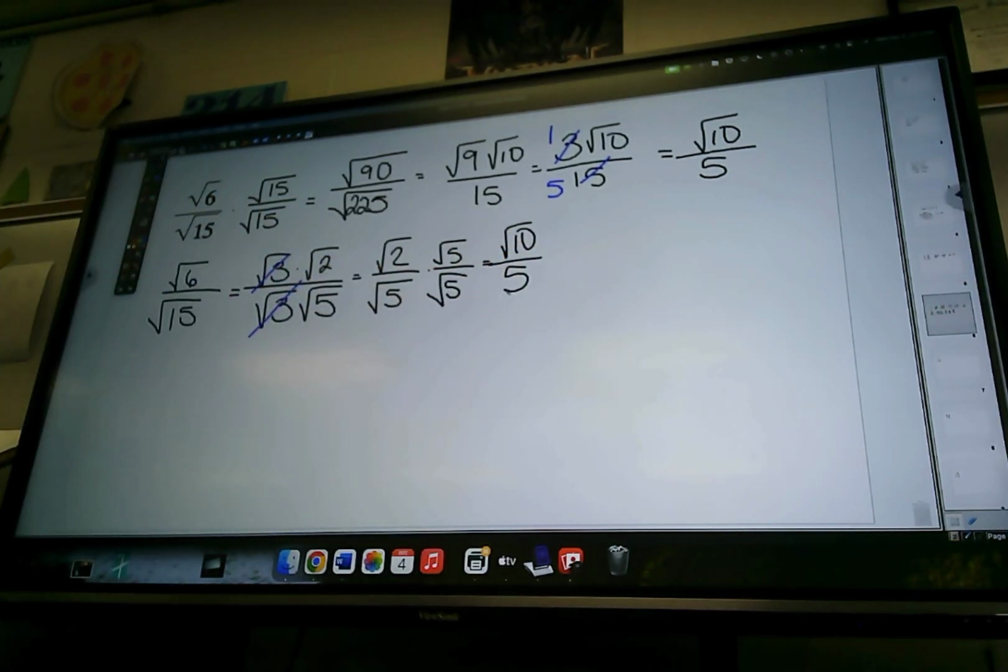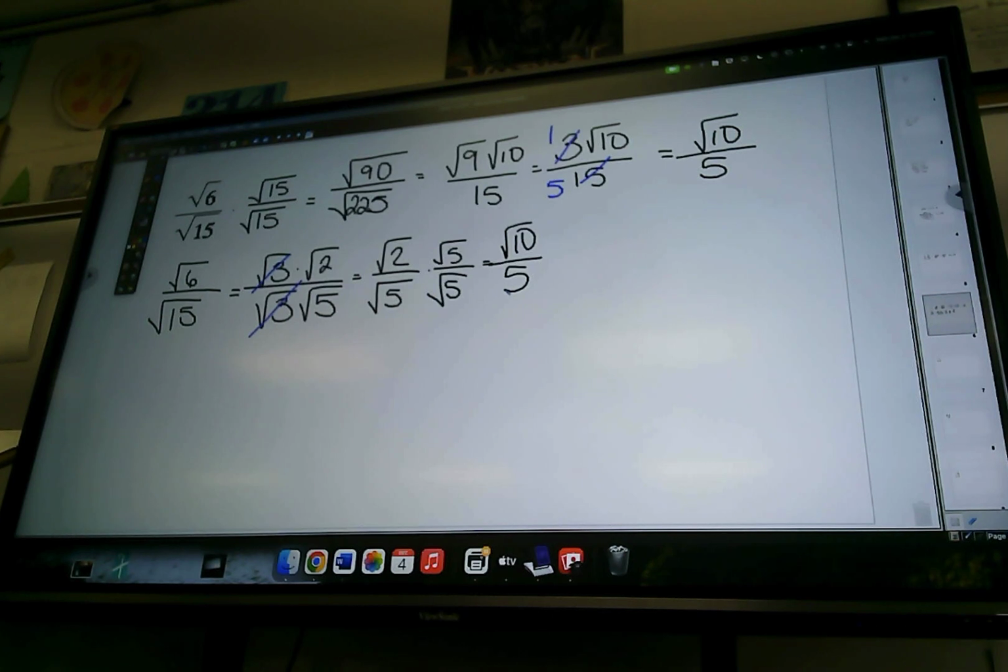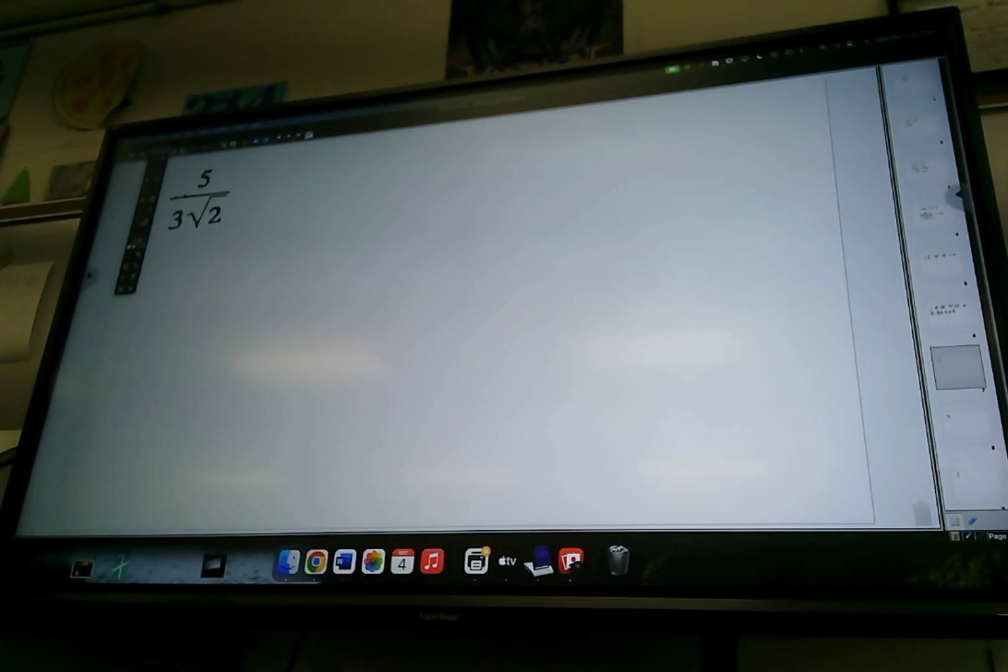Do we see how we get the same answer? Just a different way to think about it. I reduce the fraction first by canceling out radicals, then canceling out the numbers at the end. Either way you want to think about it. Questions? Here's the next one.